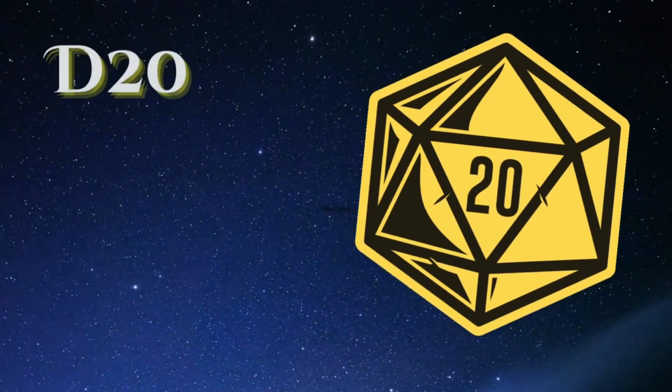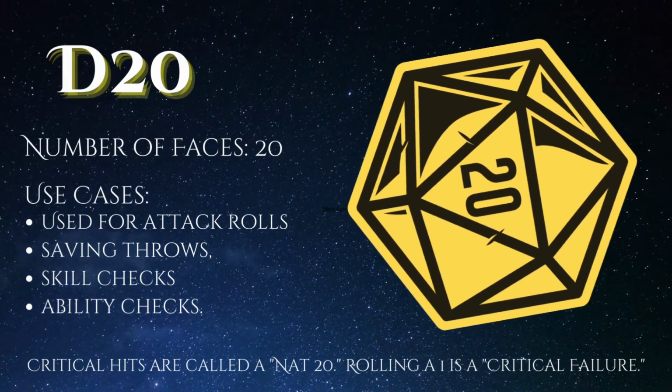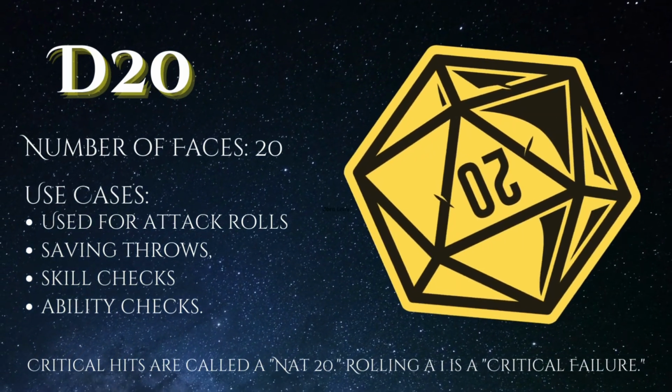This is going to be used for a lot of different checks. You're going to roll it for ability checks. You're going to roll it for your saving throws. You're going to roll it for weapon attacks. There are a lot of different cases that could call for this. Those are the 3 main ones that you're going to see.